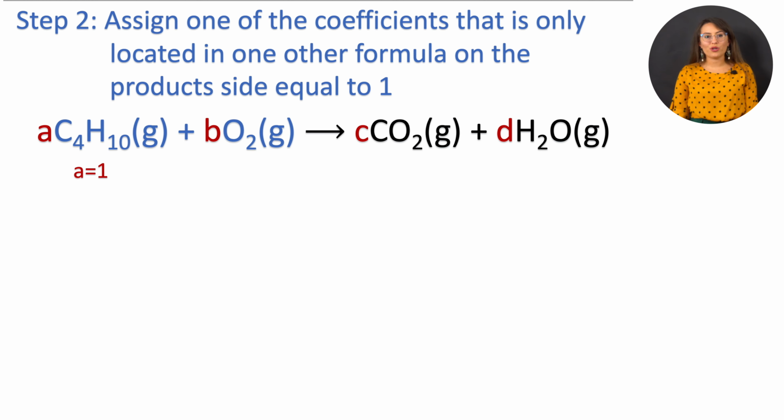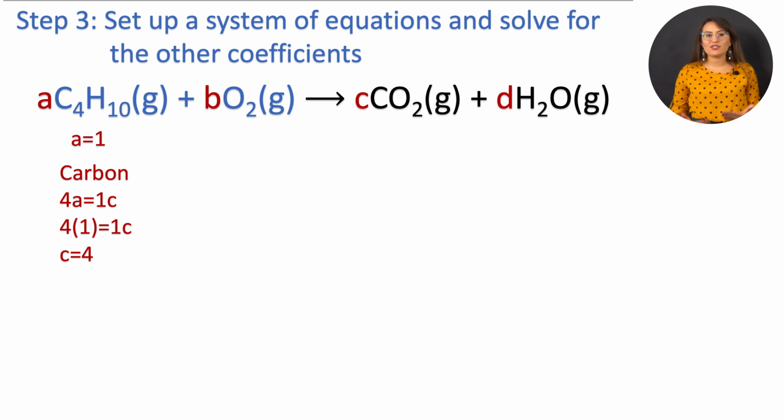Step 2, determine which variable will be assigned the value 1. Keeping in mind, you want to make sure you assign this to a chemical formula where the reactants are located only in one formula on the right-hand side if possible. In this example, A is equal to 1 because carbon is found only in one other formula, and so is hydrogen. Let's balance carbon first.